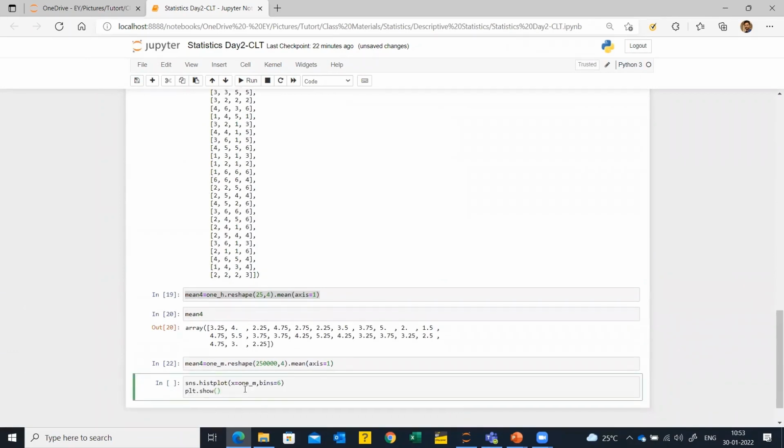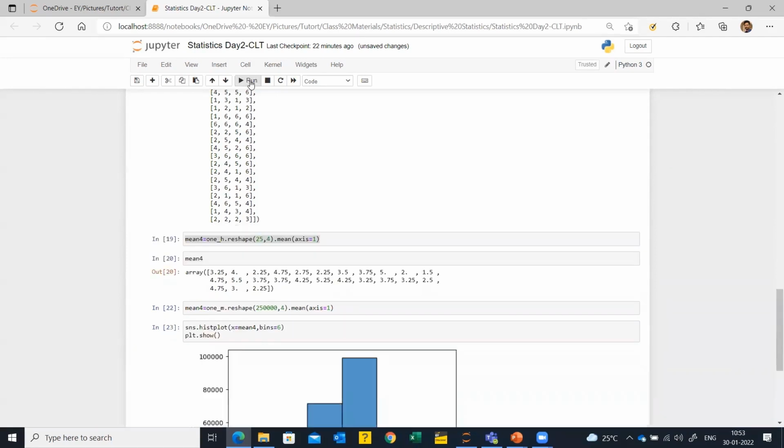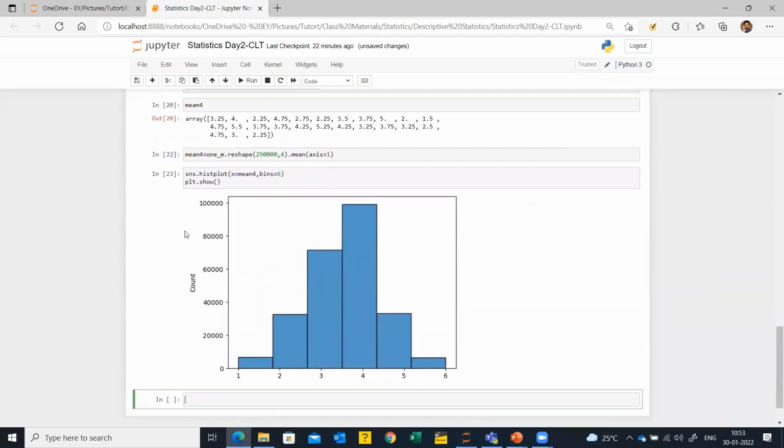Okay, any question, do let me know. X will actually be the mean, because you want to show the mean, not the variables. I've changed the X to mean 4, which is actually calculated using the 1 million records. I've kept bins equal to 6, not a problem. I want to show it with a plot, right? So you are getting the result in a plot.